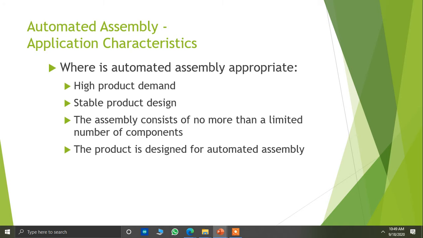Then the next one is: assembly consists of no more than a limited number of components. What do you mean by this statement? Your production limit is not there. In that case also you can produce. You can still produce.